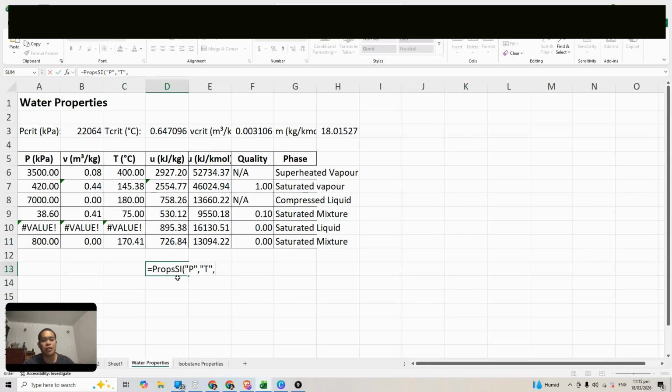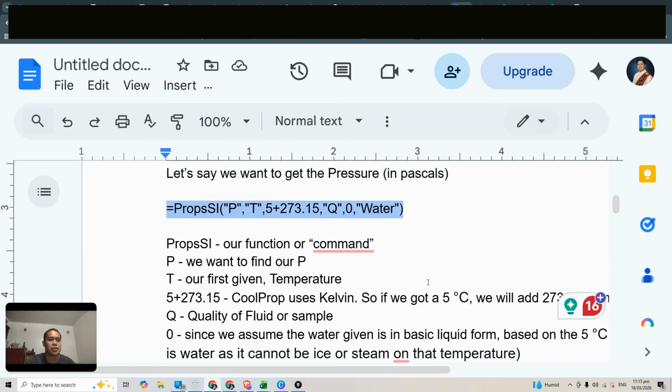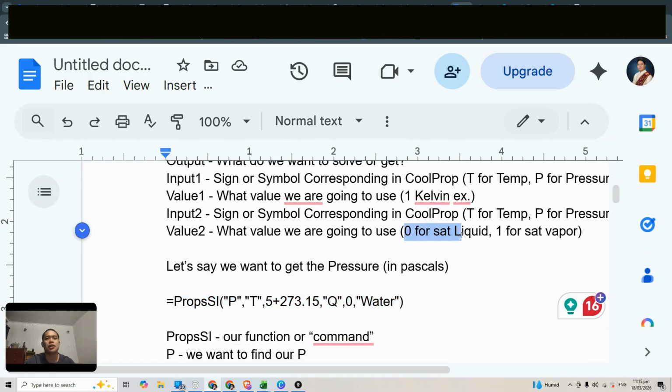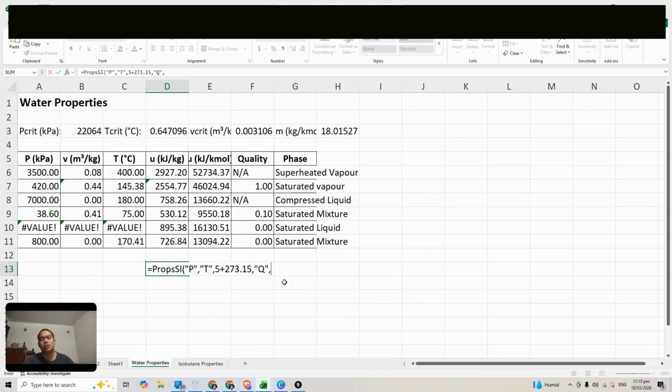Then the value of temperature is 5 degrees Celsius plus 273.15 to make it Kelvin, comma, we're given quality, and the quality is, let's go back, the quality is 0, because based on our notes, 0 is for saturated liquid and 1 is for saturated vapor. So we assume that it is in its liquid form, since it's 5 degrees Celsius. So it's gonna be 0. Oh, it's looking for a value.